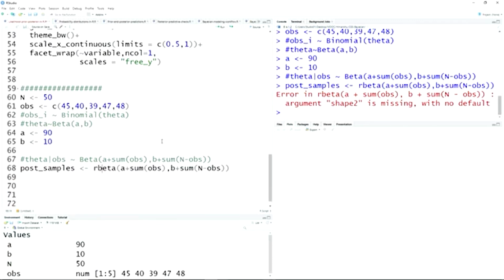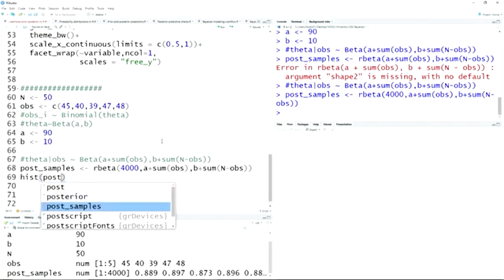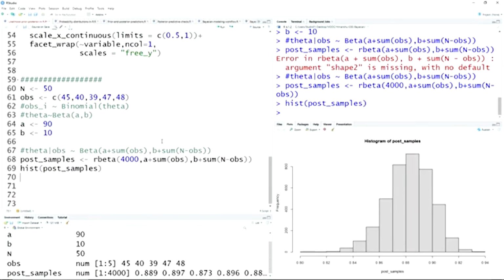So let's say we collect 4,000 samples. Okay, 4,000 is fine. So we collect 4,000 samples from this, and let us see a histogram of these posterior samples. And this is how it looks. So this is the posterior distribution of theta given these data and given your prior assumption.